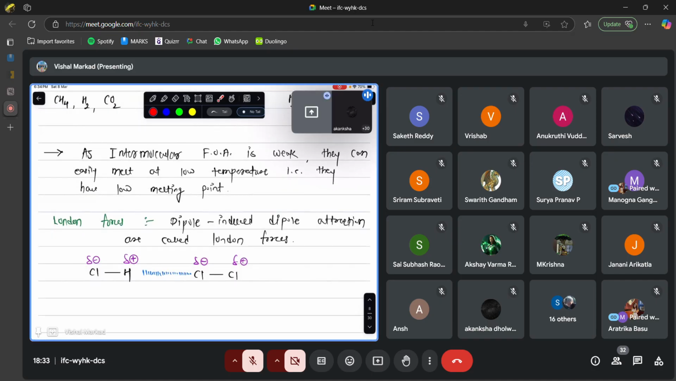Now this thing we have already seen in chemical bonding, what London forces and all are. I have given it here so that you can recall those things again. Okay.